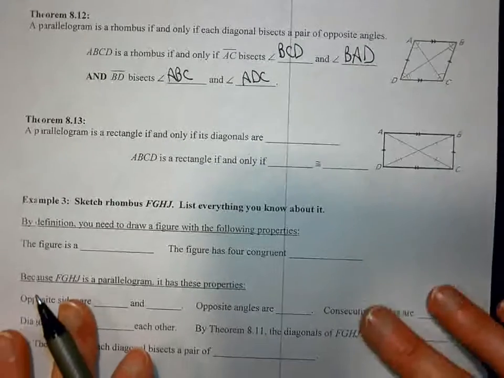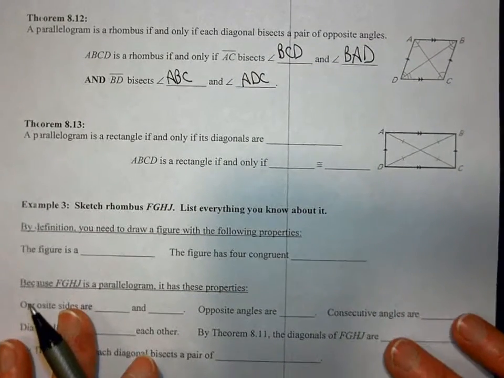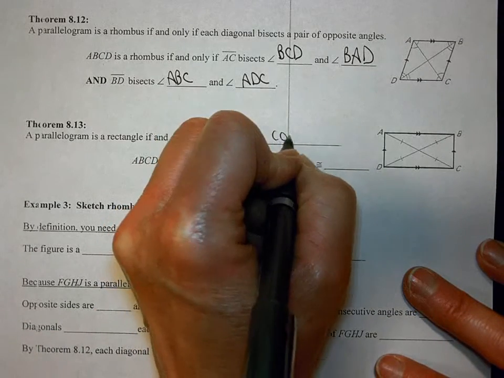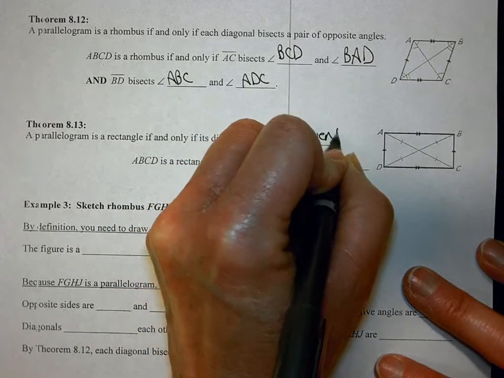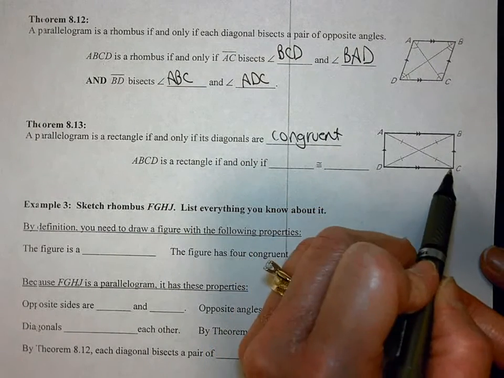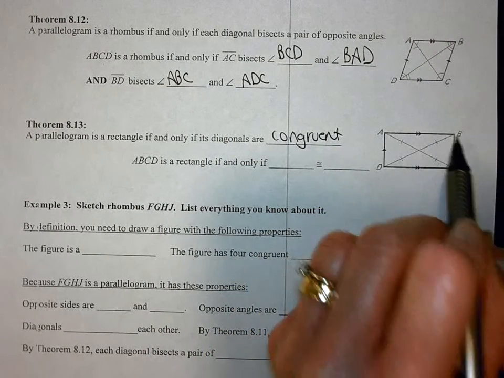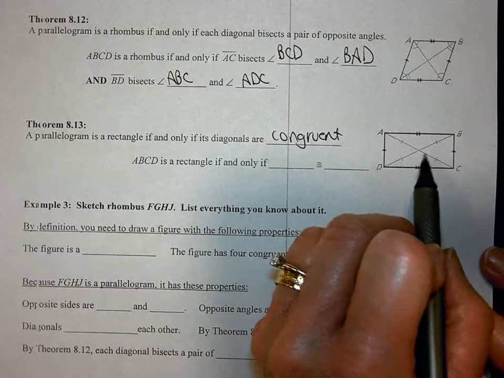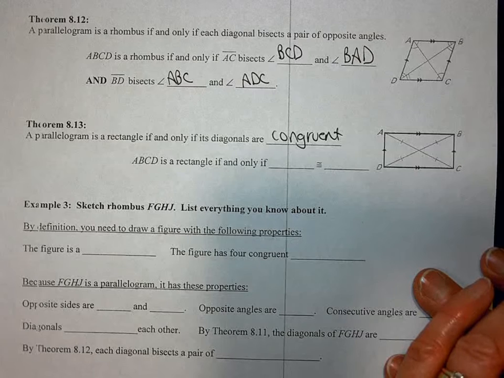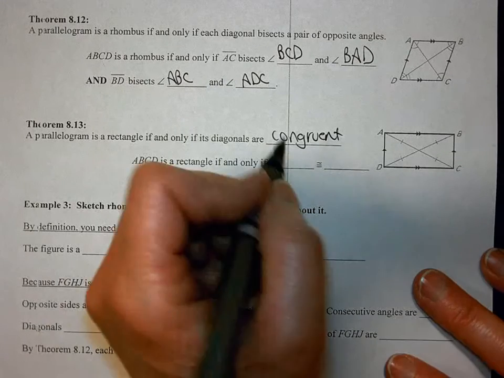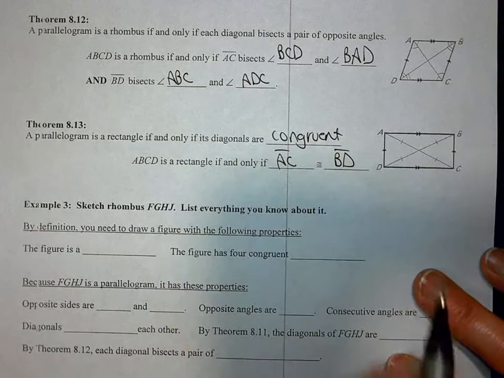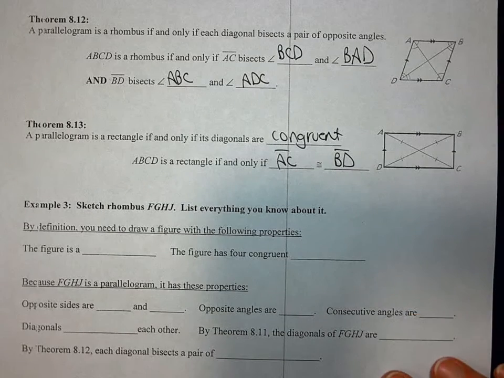Okay, if we do 8.13, a parallelogram is a rectangle if and only if its diagonals are congruent. So when it was a parallelogram, we had this piece congruent to that piece and this piece congruent to that piece, but not necessarily all 4 pieces being congruent. So if all 4 of these pieces are the same measure, you know you have a rectangle. So ABCD is a rectangle if and only if AC, again, is one diagonal, has to be congruent to BD going the other way.